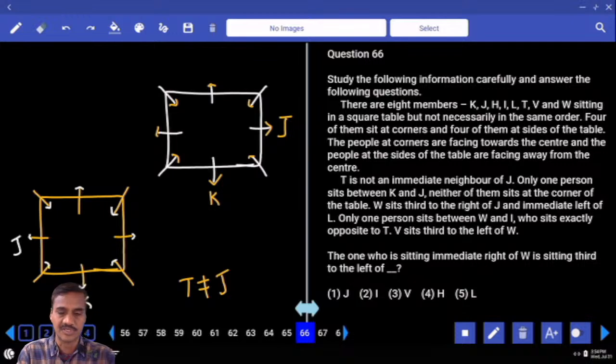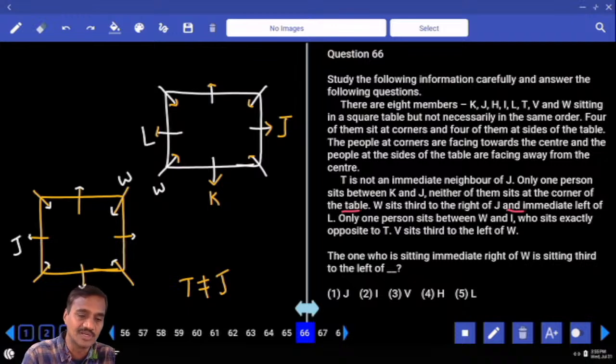One person between K and J. And T and J are not adjacent. Neither of them sits at the corner. W sits to the right of J, and W is to the immediate left of L. L is here. Now in this case, L must be at this place. Is this clear or not?